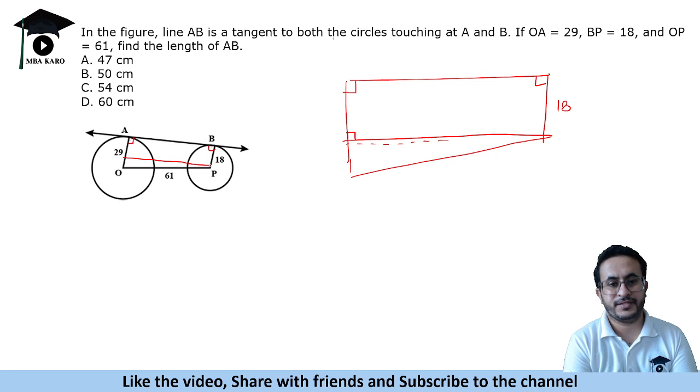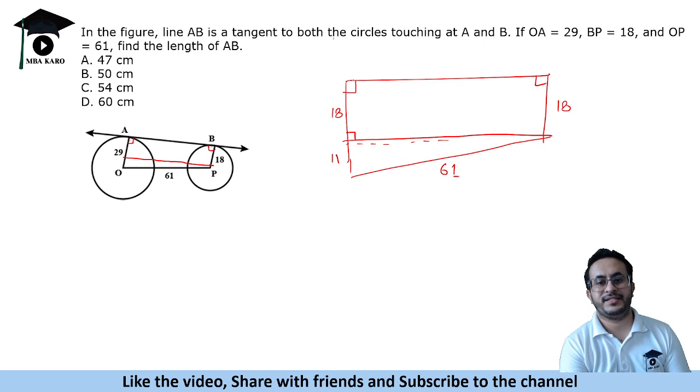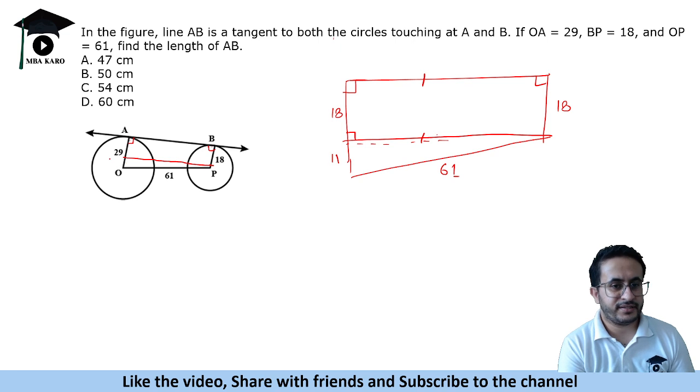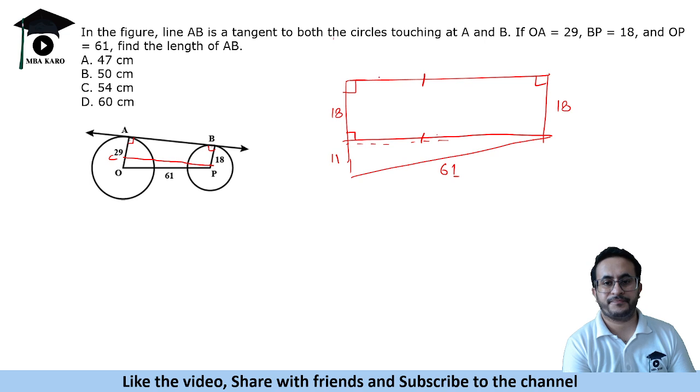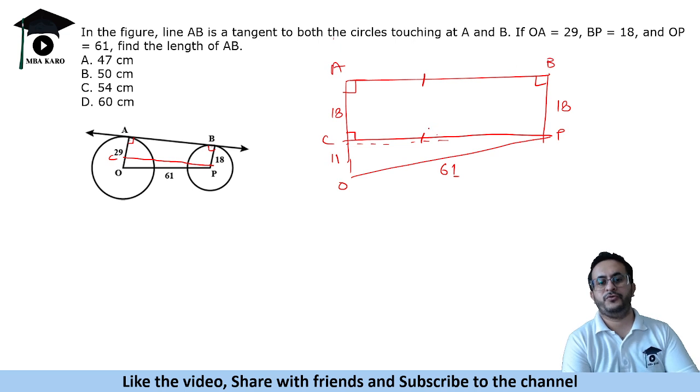then what would happen is, we know the side length 61. Now this is 18, so this is also going to be 18. This total was 29, so this is going to be 11. And since this is a rectangle, this side is equal to this side. So let us call this point C. So AB is equal to PC. So how do we find PC?